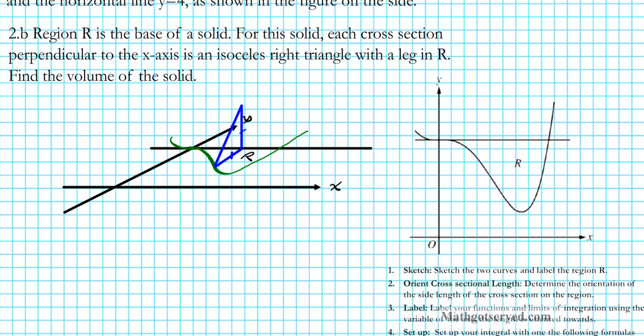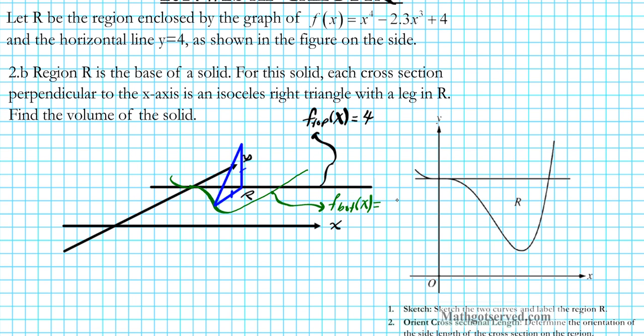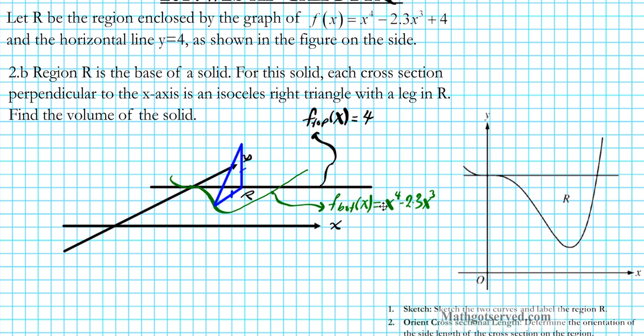Okay, so let's go ahead and label. If you're going in this direction, this is the bottom, that's the top. So f top of x is going to be 4. That's the top function. Now the bottom function is going to be the green one. So f bottom of x, again, is going to be the function that we have up here, which is x to the 4th minus 2.3 x to the 3rd plus 4. So that's the bottom function, the top function is the black one. Remember, this is the region that we're looking at right here. This is the top, and this is the bottom.